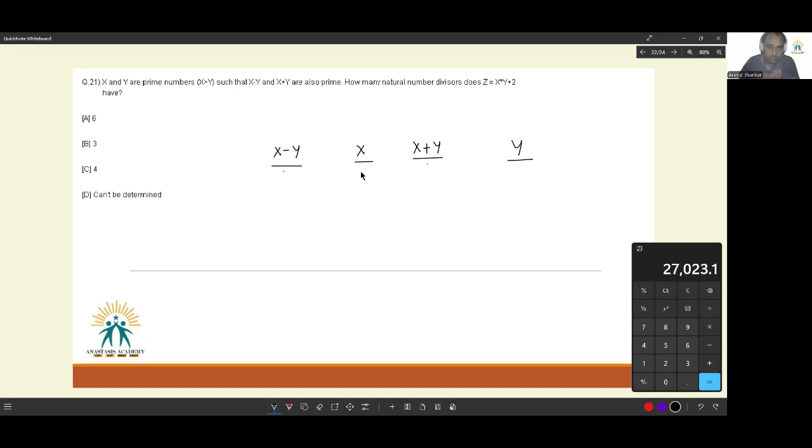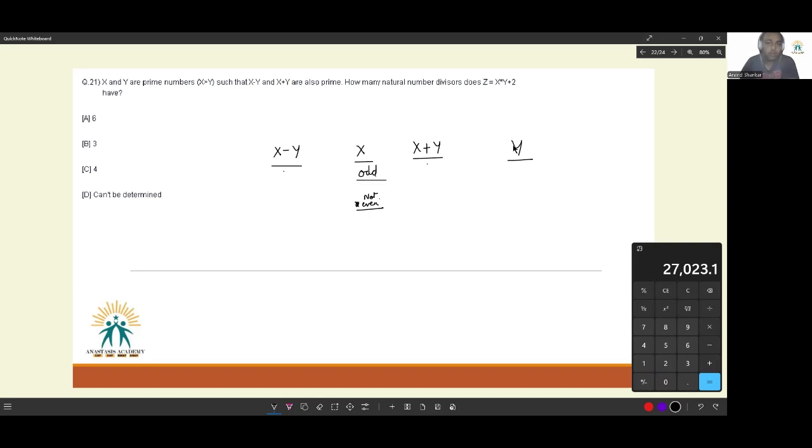X, can it be 2? Because 2 minus something will not get me to prime. X cannot be even. Let's say not even. Can x plus y be even? If x is not even, x is necessarily odd.